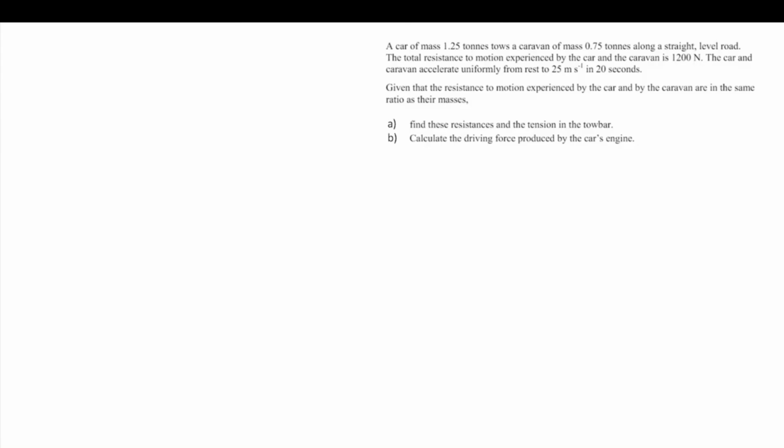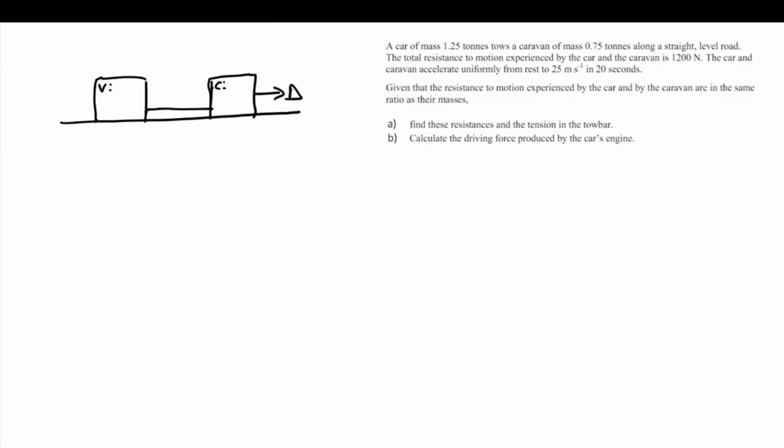We're given that the resistance to motion experienced by the car and the caravan are in the same ratio as their masses. And we're asked to find the resistances, to find the tension, and to calculate the driving force. As always, I'm just going to produce a diagram to aid the working out. I have two bodies on a straight road, the car and the caravan. I'll label them C and V.